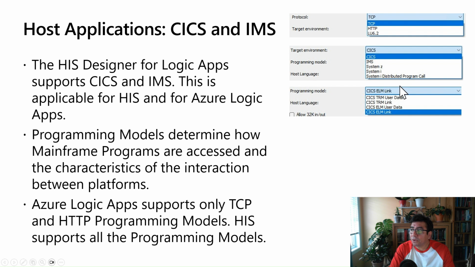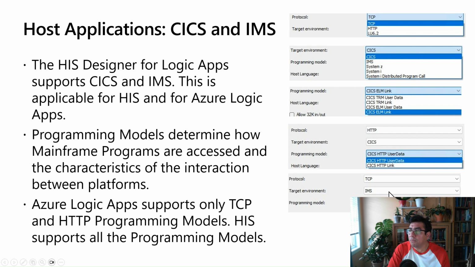In ELM link, for instance, for CICS, we have user data, you have TRM link. All of these are specified in the definition of the programming model, so I'm not going to be drilling down on the characteristics of each one of them. But I just want to stress that you have multiple options to integrate with these systems that go beyond just calling a REST or a web service, right? Which you can do. But if you want a more native, low-level integration in a low-latency environment, then it's very convenient for you to analyze all of the options that you have for this type of integration.